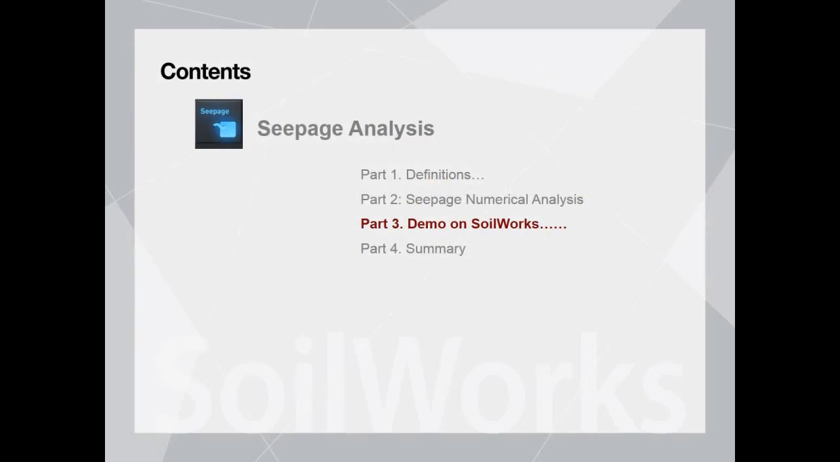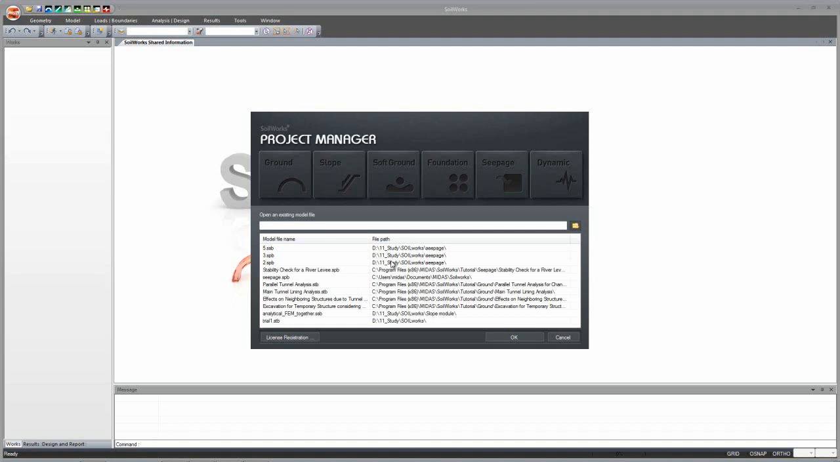Let us go to the SoilWorks to actually feel its strength. When we open SoilWorks, the first thing we see is the different modules available in this single software, that is SoilWorks. We have ground module, slope, soft ground, foundation, seepage and dynamic. In this video we are going to be using the seepage module and the slope module. We'll start with the seepage module first.